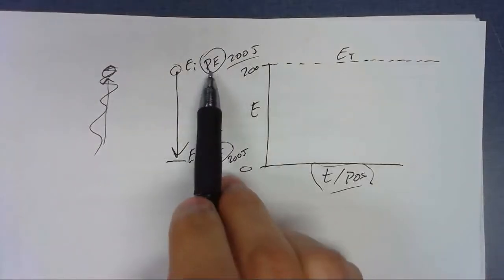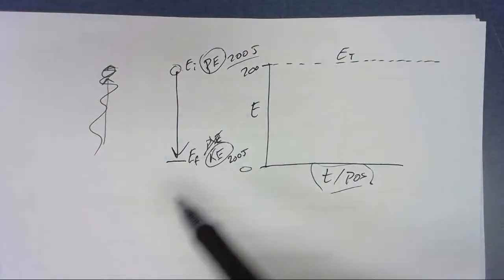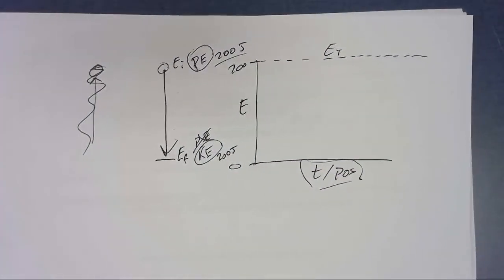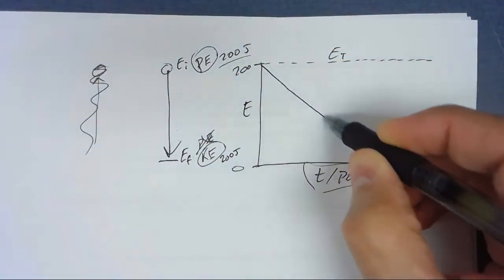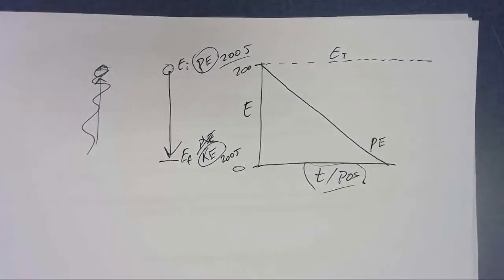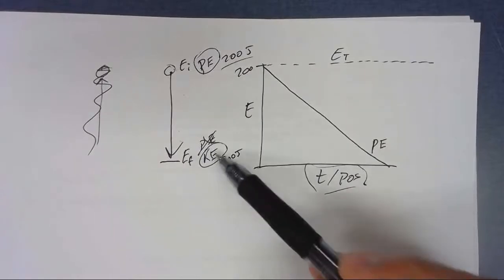What happens to the potential energy of this ball as it drops? Well, the height of the ball will decrease as we go down. Since the height is decreasing, so will the potential energy. So the line for potential energy will look like this. Potential energy decreases.